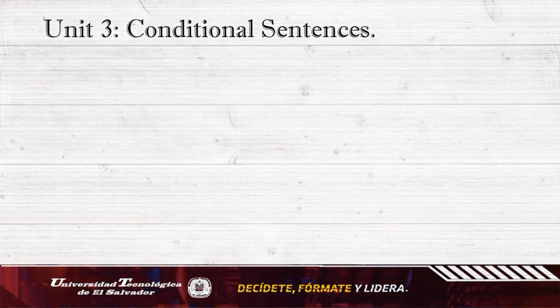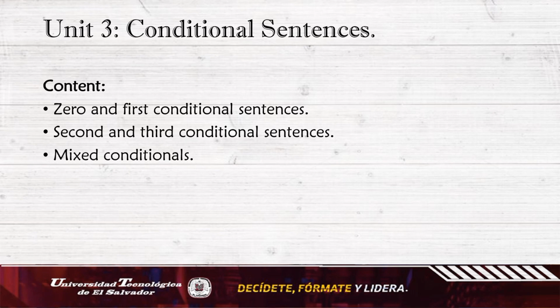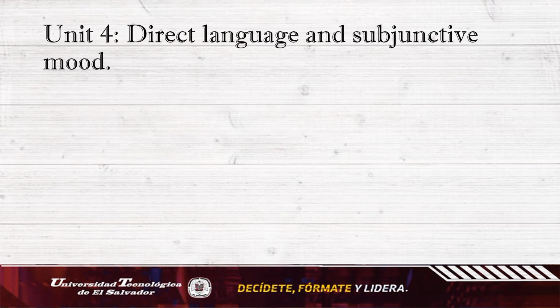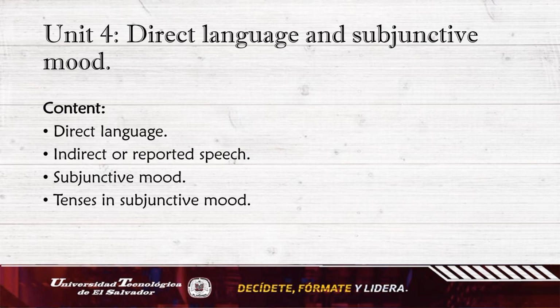In Unit 3, which is called Conditional Sentences, we will discuss what conditional sentences are and the 4 types of conditionals there are, such as the zero conditional, first, second and third conditional, and finally we are going to develop the mixed conditional sentences.